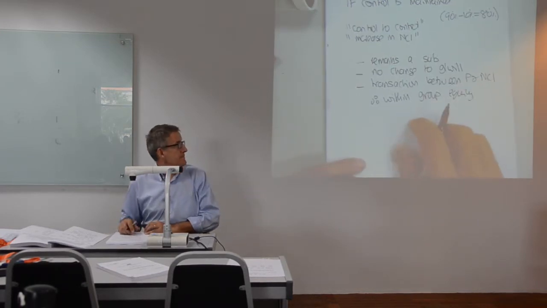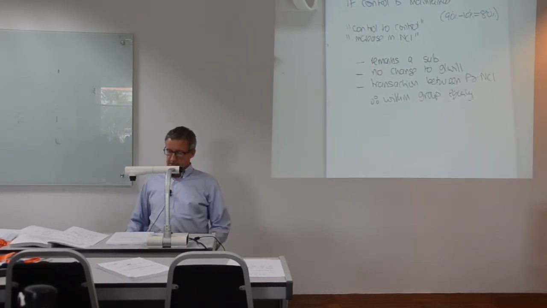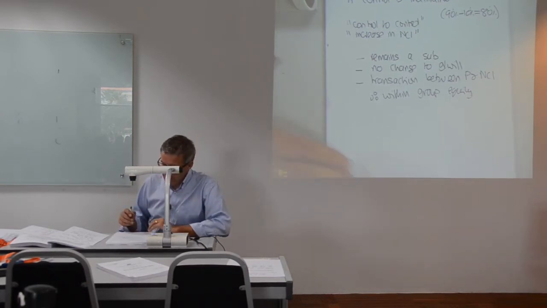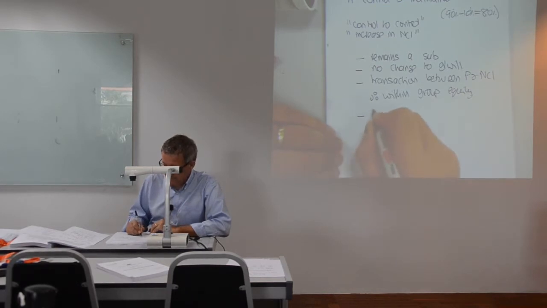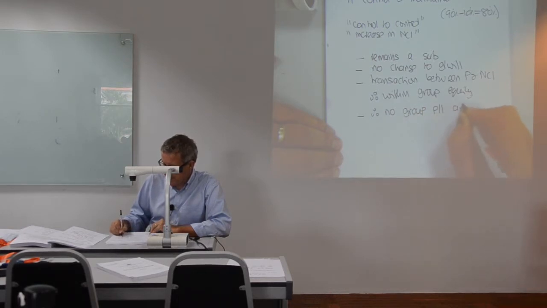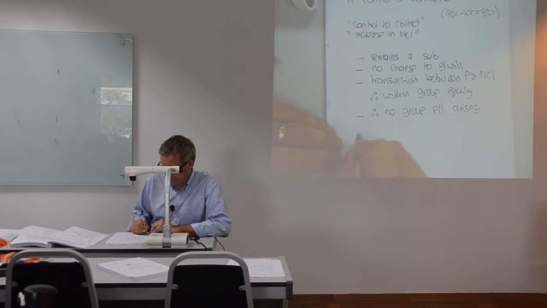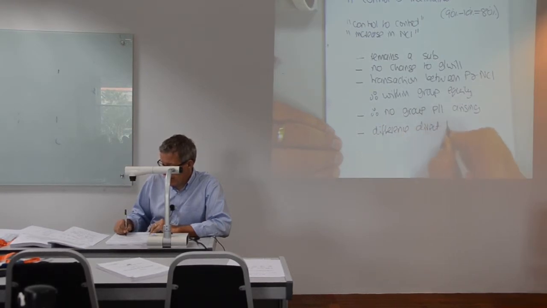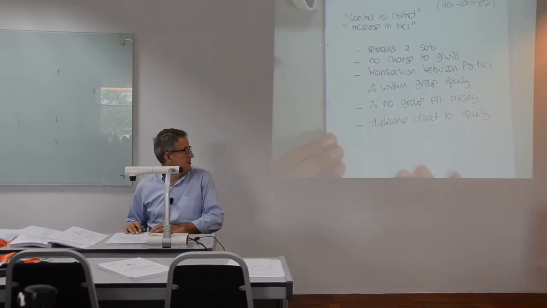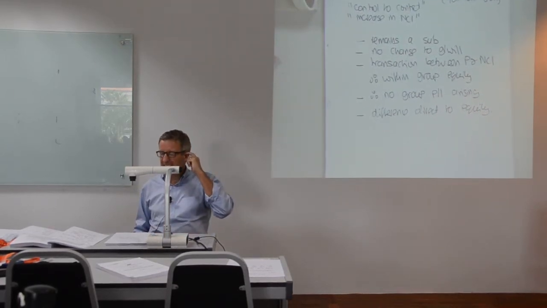It remains a sub, there's no change to the goodwill. It's a transaction between the parent and the NCI. It is therefore within group equity. And therefore there is no group profit or loss arising. But there is a difference that goes direct to equity.